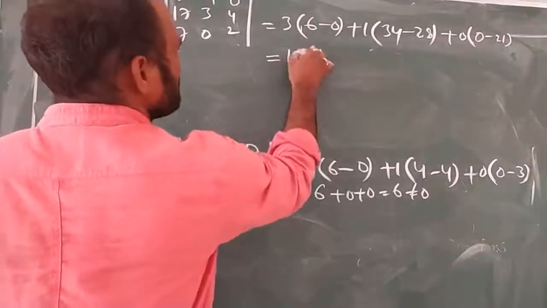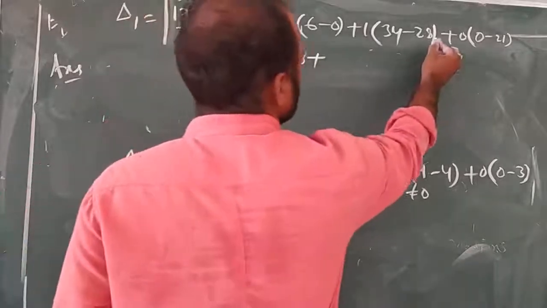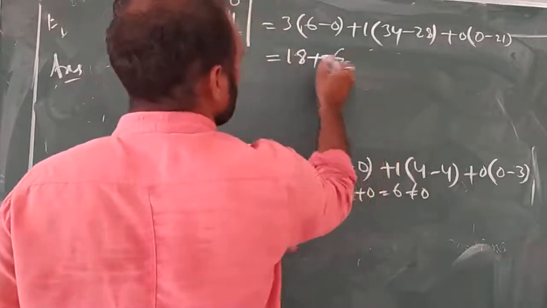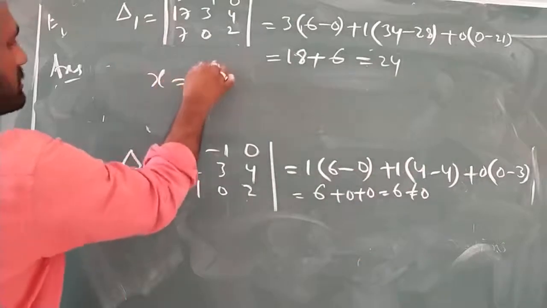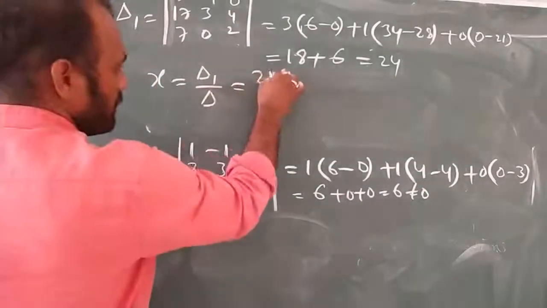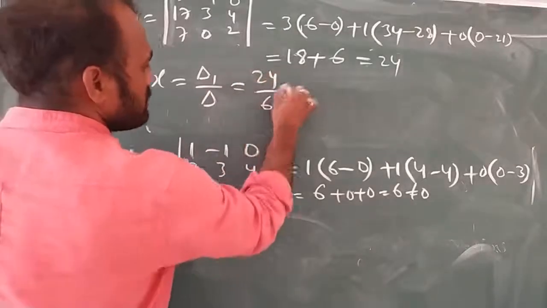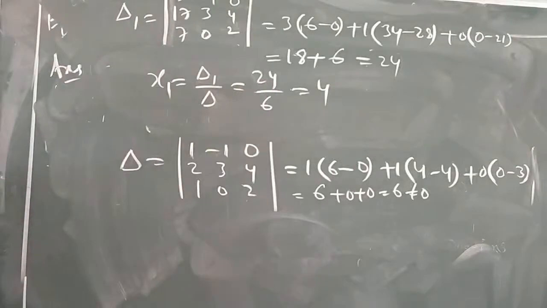So 6 3 is 18 plus 34 minus 28, 6 0. So 18 plus 6 is 24. So in order to get the x value, that is delta 1 by delta. So delta 1 is how much? 24 by 6, 6 4 is 24. The x1 value is 4.